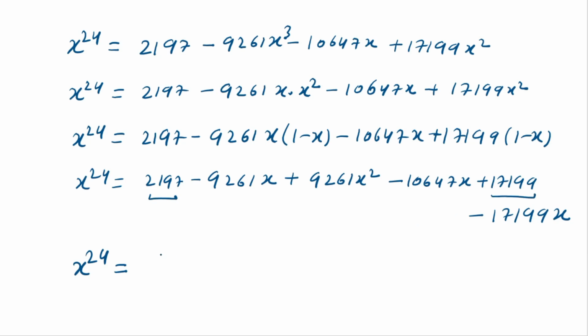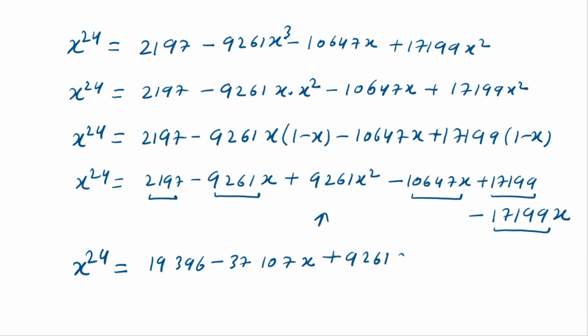In the left hand side, x^24 equals, here 2197 and here 17199. If we add both the numbers, then you will get 19396. Here minus 9261 times x, and here minus 10647 times x, and here minus 17199 times x. If we add all the three numbers, then you will get minus 37107 times x, and here 9261 times x square. Now first we will write this expression on the next page.